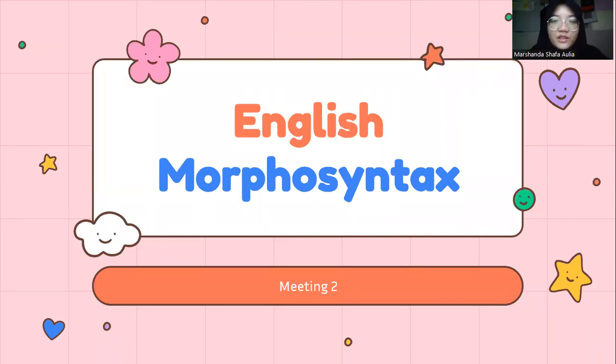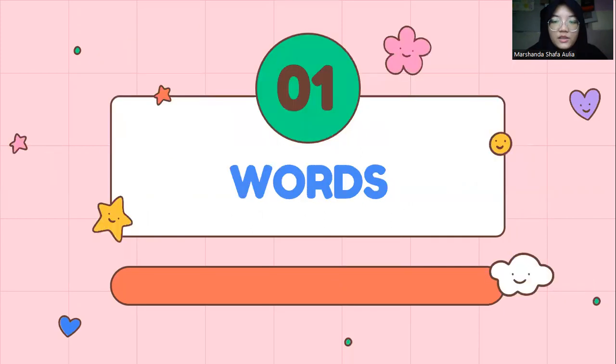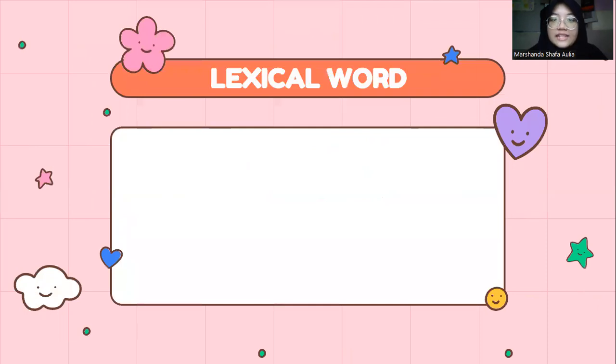So today we are going to talk and learn about English Morphosyntax in the latest meeting, which is meeting 2, and we can just go and talk about this. So the first one is words, and we will learn about lexical word and grammatical word. The first one is lexical word.